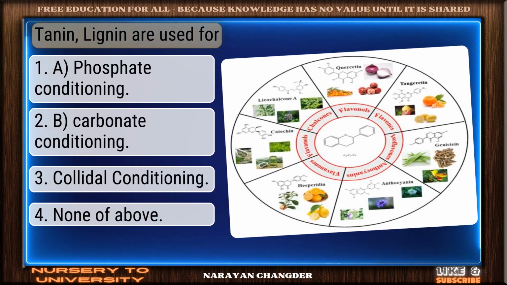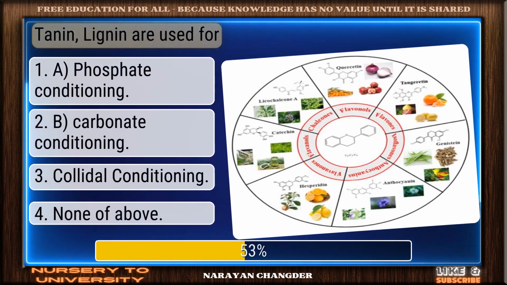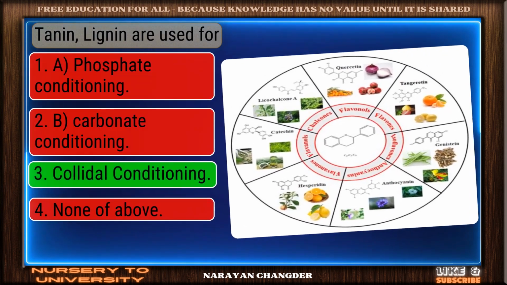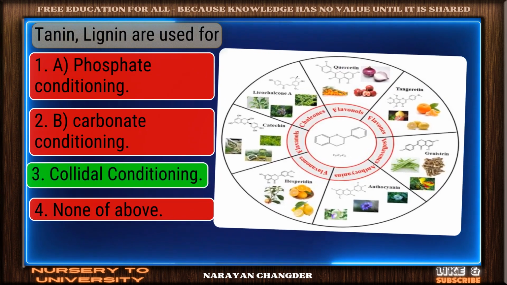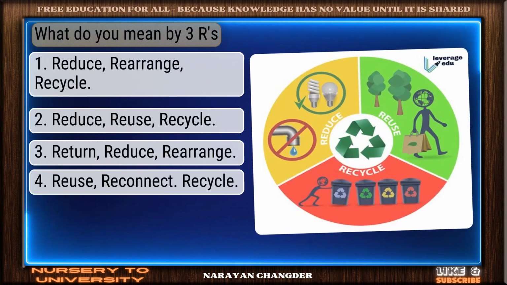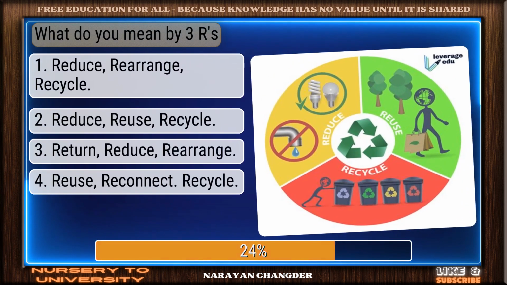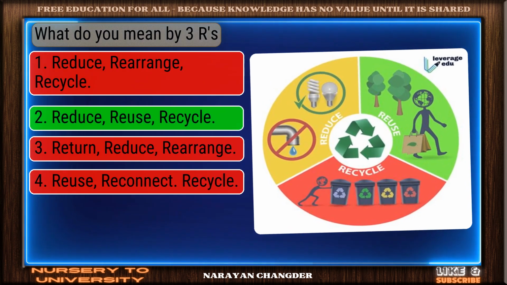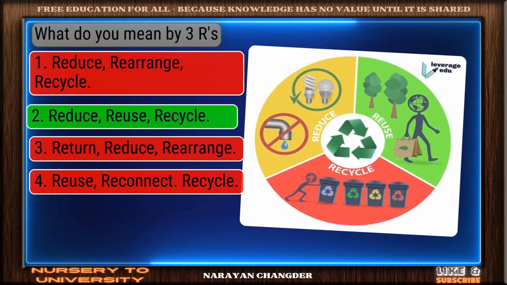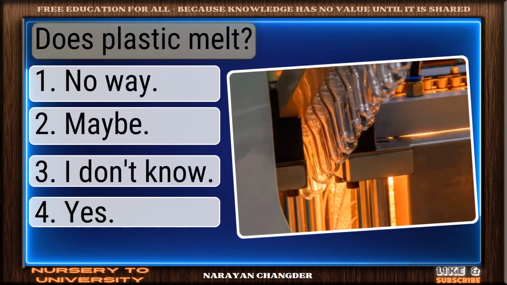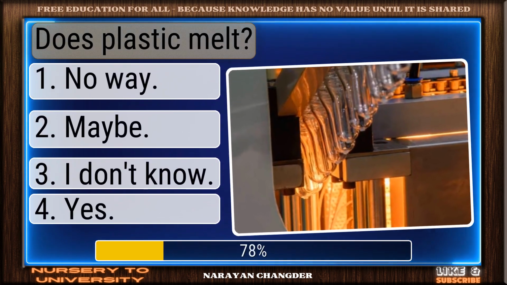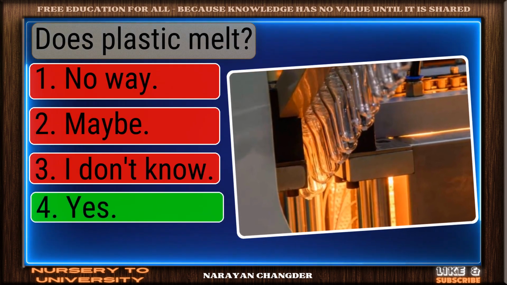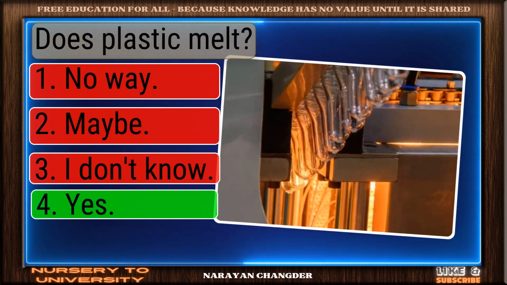Tannin, lignin are used for. Great job. Colloidal conditioning is the accurate answer. What do you mean by 3 Rs? Well reasoned. Reduce, reuse, recycle is the correct choice. Does plastic melt? Well picked. Yes is the correct answer.